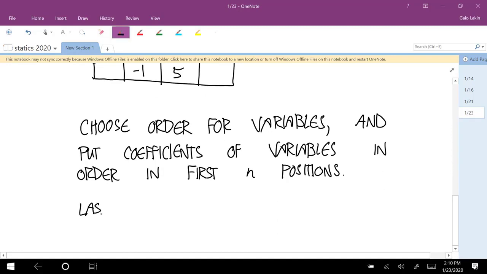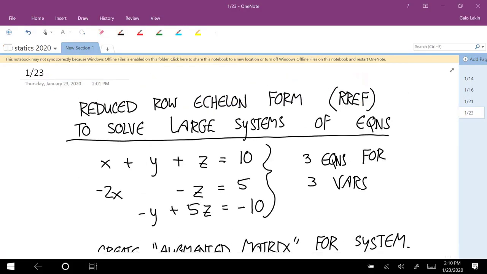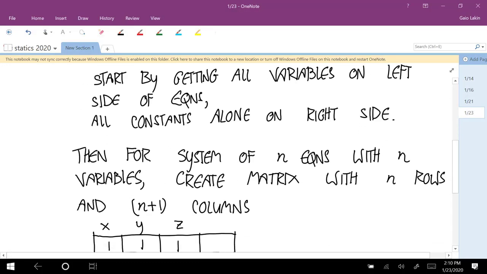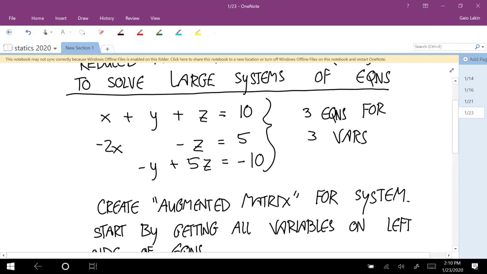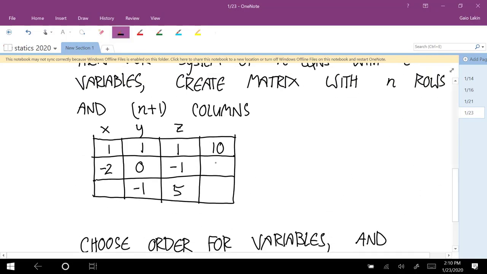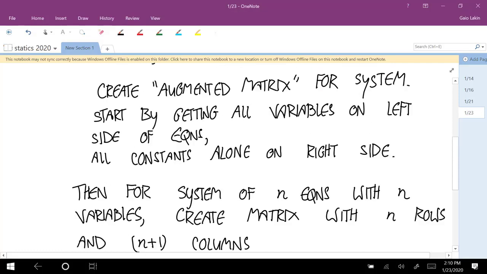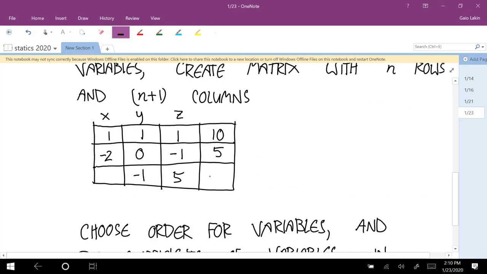The last position is the constants. So in the first equation, I have 10. The second one, I have 5. Yep, negative 10. Okay, so that's called the augmented matrix.